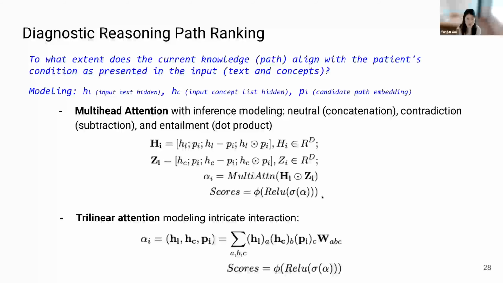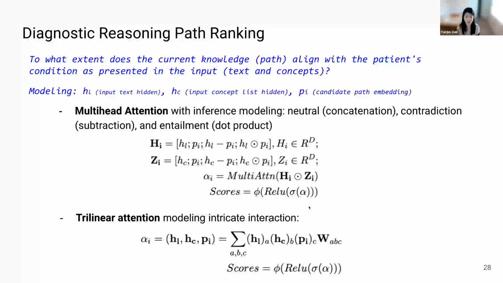There is a second attention mechanism we designed to capture the interactions between the candidate path embeddings and the input representation. We just name it trilinear attention, without imposing any kind of matrix operations here. And then we compare the multi-head attention with trilinear attention.